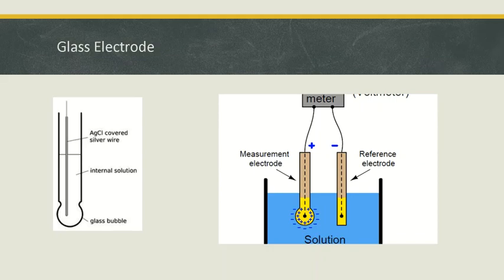The internal solution concentration is well known to us. I take that concentration as C1, which, as I already mentioned, is 0.1 normal HCl solution. Outside this electrode, the concentration is unknown to us, so this concentration we have to measure. To measure it, we connect this glass electrode with the calomel electrode, and these two electrodes are connected to the potentiometer.